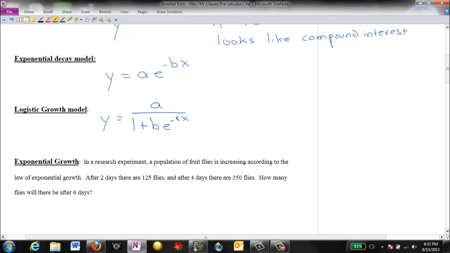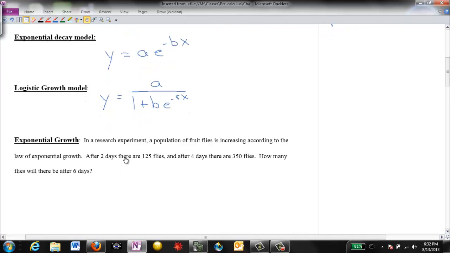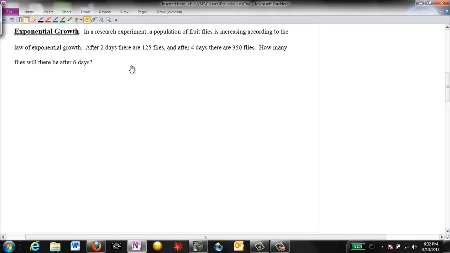So we're going to go ahead and take a look at our first example here, and this is an example of exponential growth. In a research experiment with fruit flies, a population of fruit flies is increasing according to the law of exponential growth. So that's kind of important. Once they tell us that we're dealing with exponential growth, we know that we're going to be dealing with the exponential growth model, y equals a times e to the bx.